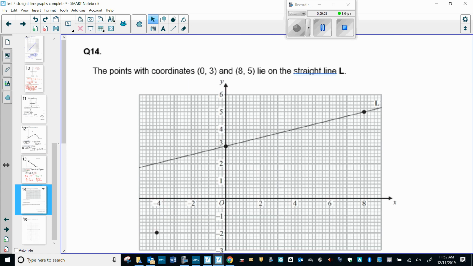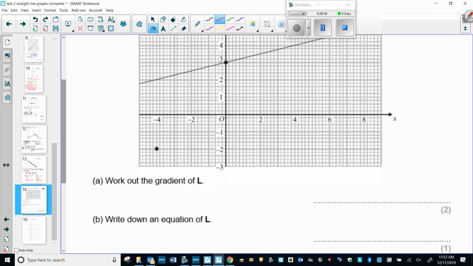So, the points with coordinates (0, 3) and (8, 5) lie on a straight line. Work out the gradient. How do you find the gradient of anything? Rise over run. So in other words, the change in y over the change in x. You can either do some counting on the graph, because they've drawn it for you, or you look at the coordinates. So if we're looking at the coordinates, we would do 5 take away 3 over 8 take away 0, which is 2 over 8, which is 1/4. However you do it, that's the answer you should be getting.